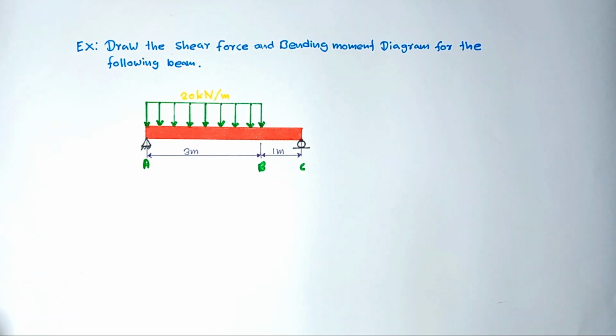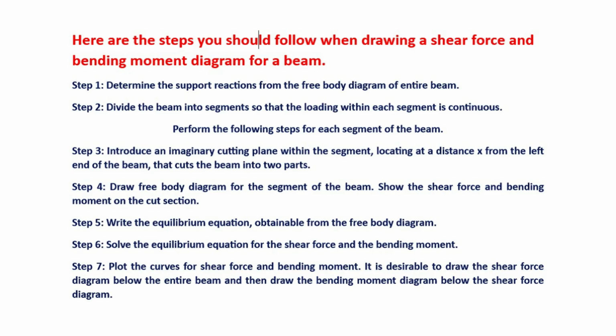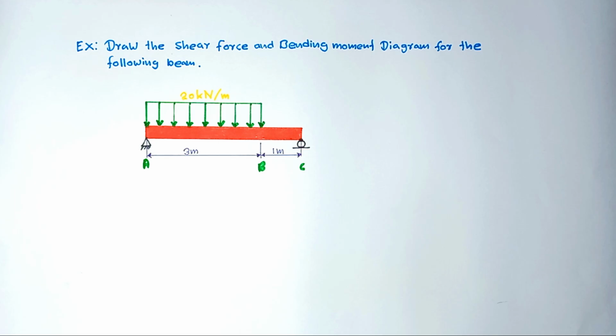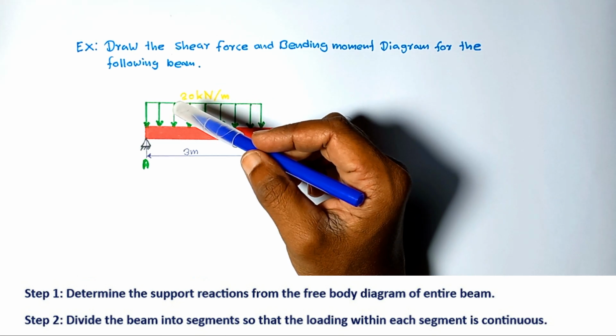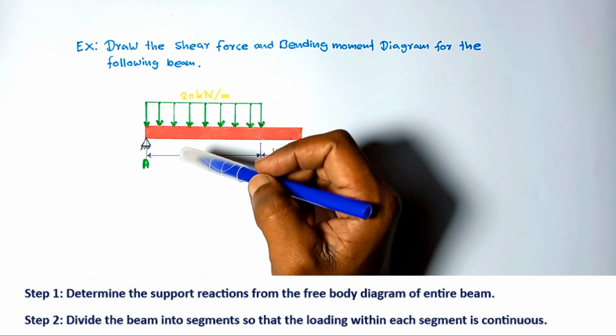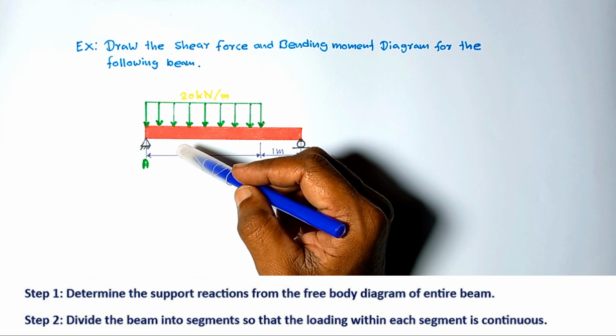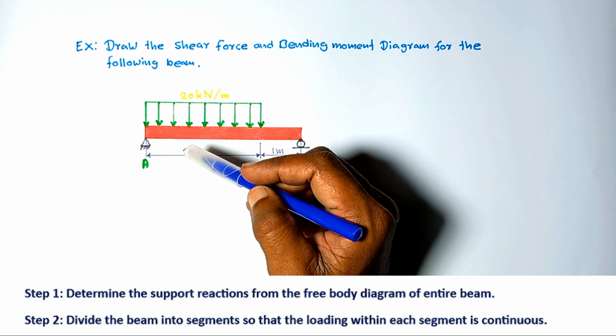When you are going to draw the shear force and bending moment diagram, you have to follow a set of steps. As the first step, we have to determine the support reaction from the free body diagram of the entire beam. Then, as the second step, divide the beam into segments so that the loading within each segment is continuous.